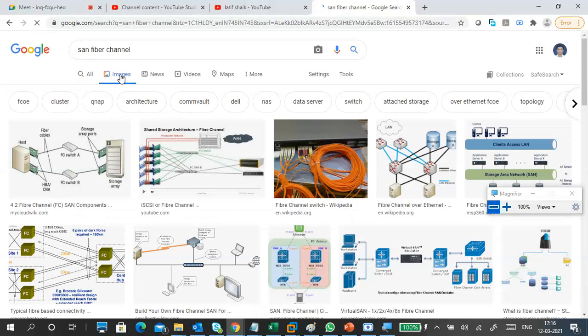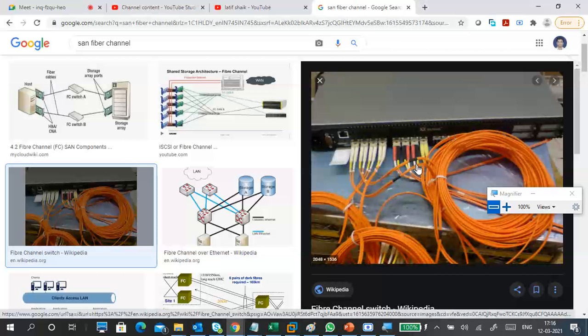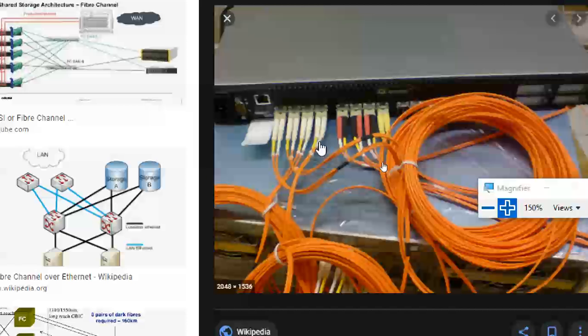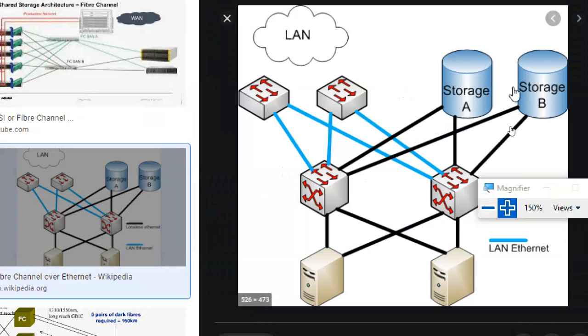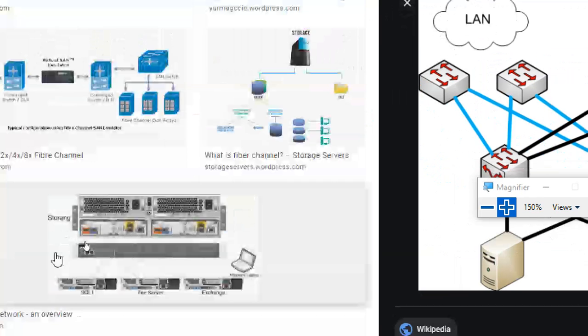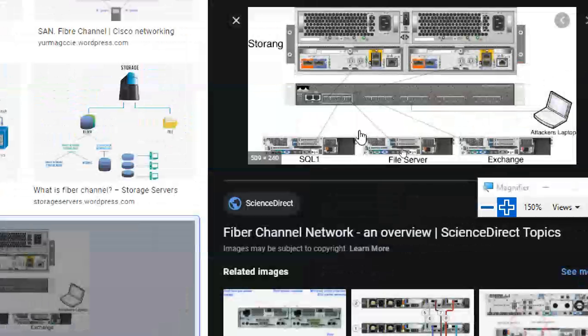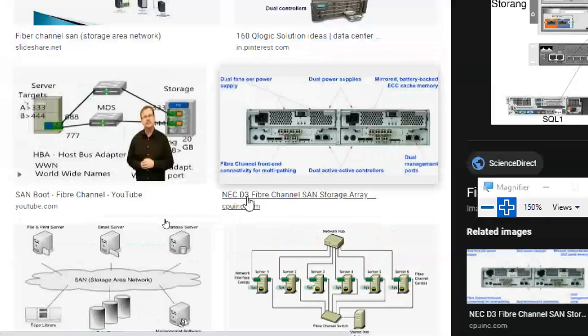So you can go to images. There are normal images, like the fiber optical cables. You can see how it is connected, through fiber optical channels. These are the storage switches, LAN, Ethernet like that. This is a storage with the switches and all.